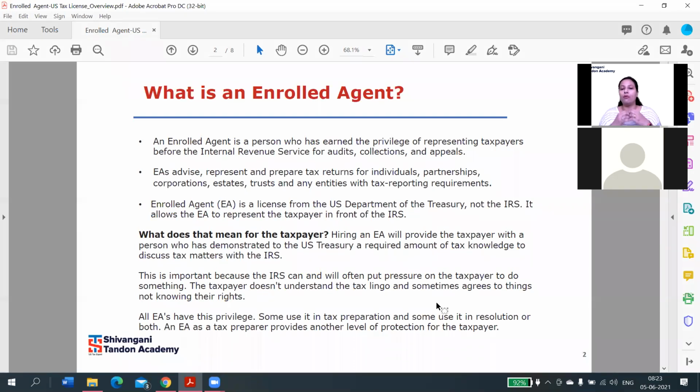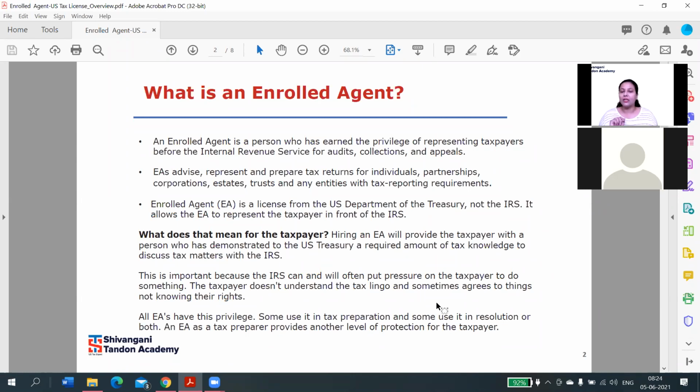Any kind of notice or audit that comes from the IRS, they will deal with the IRS. However, there will be a limitation. They can perform in front of the IRS only for the work or task for which they are assigned by the client. Okay, so they definitely need the client's permission.